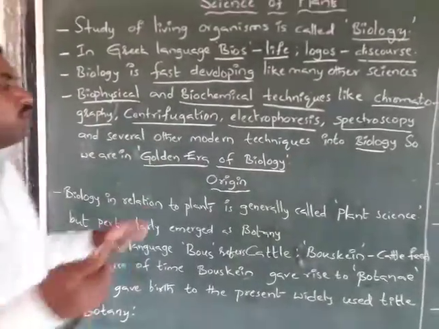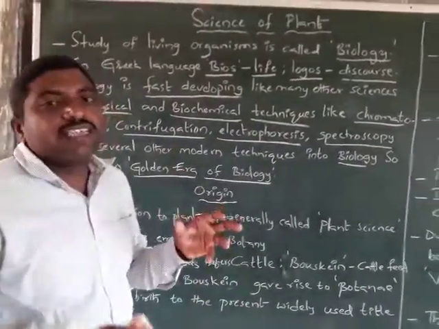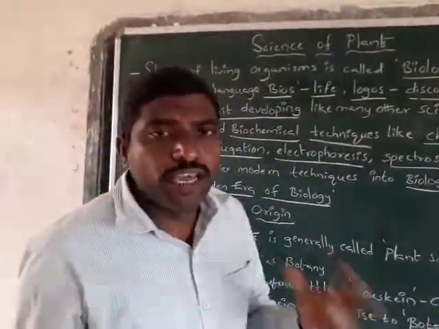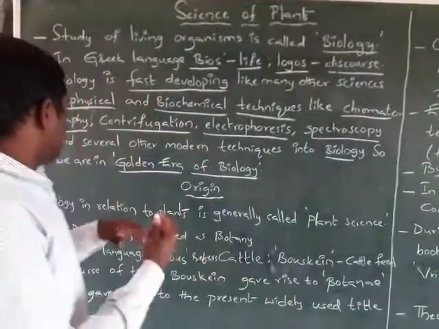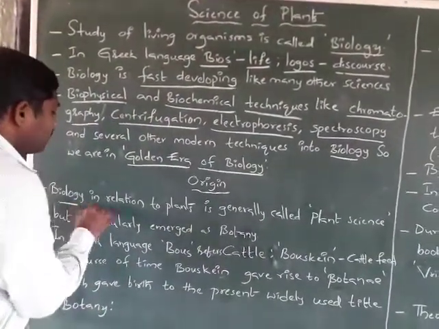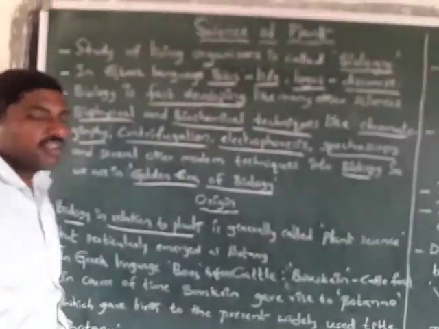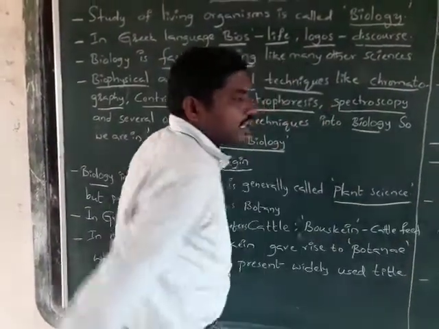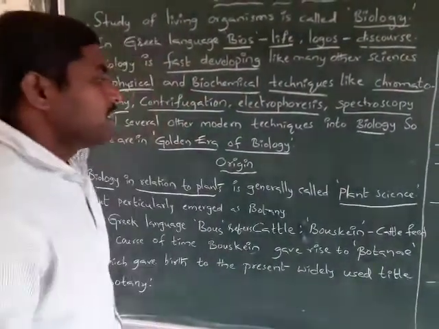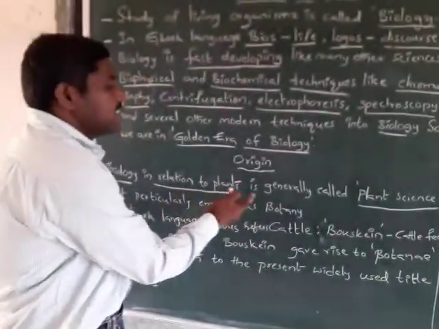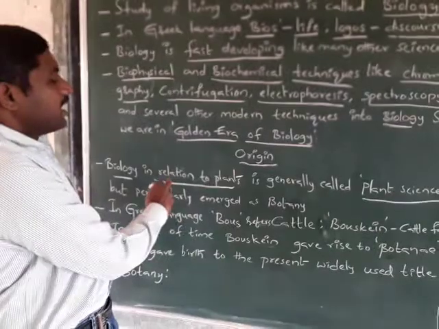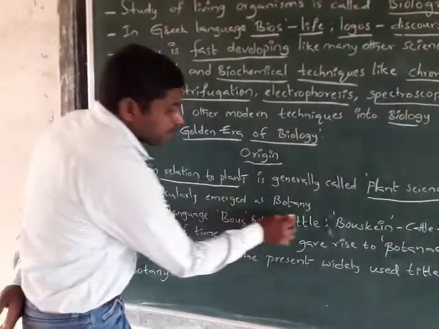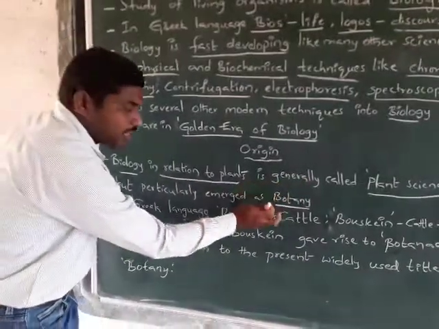So, botany is a branch of biology. How did it originate? Biology in relation to plants is generally called plant science. This is called botany. Biology related to plants is generally called plant science, but particularly, plant science is nothing but botany.